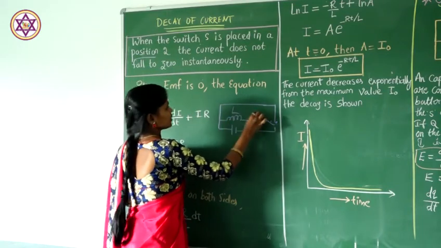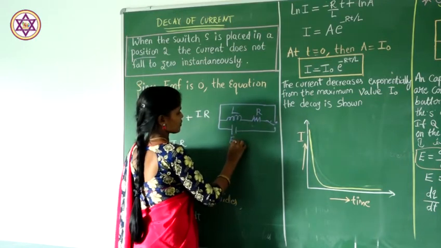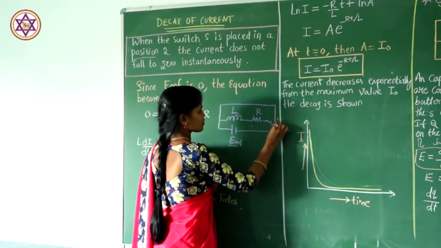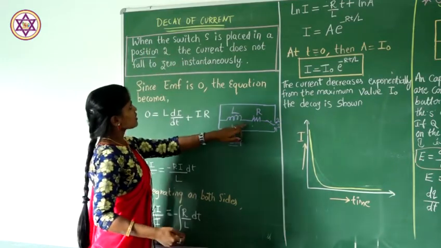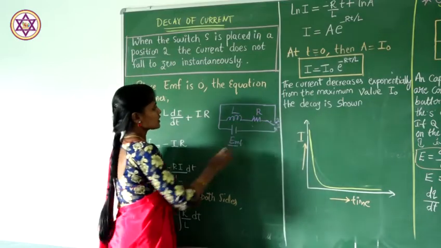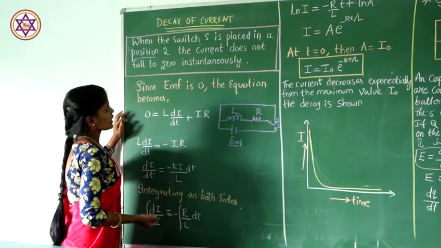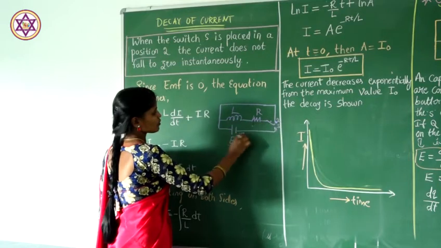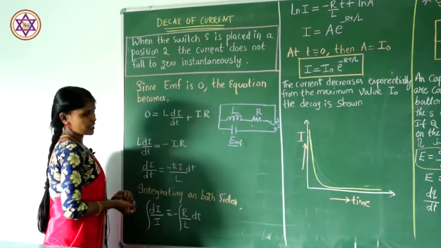Here we have a resistor, an inductor, and a resistor, with an EMF which we call E. There are two switch positions, 1 and 2. When the switch S is placed in position 2, the current does not fall to 0 instantaneously.